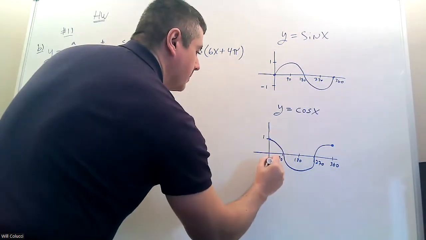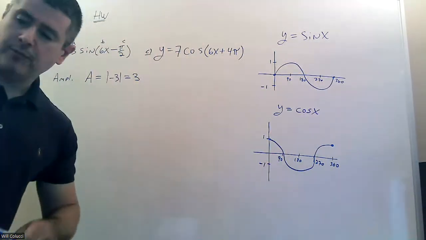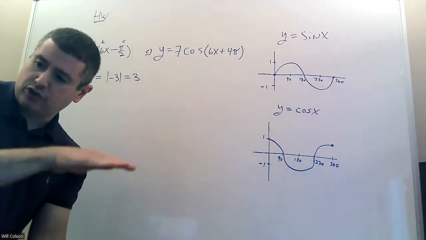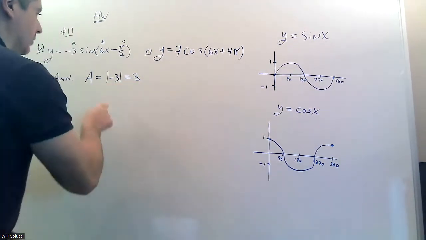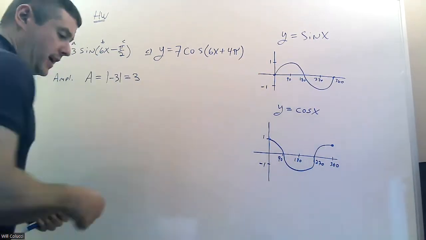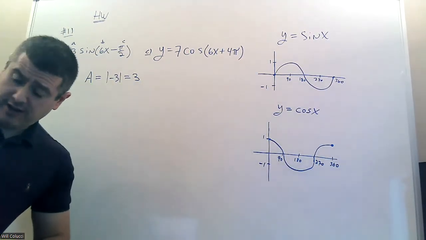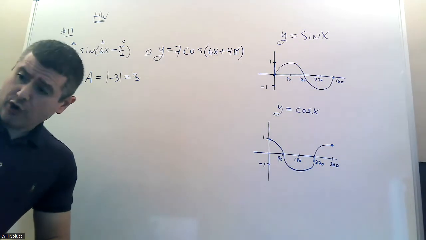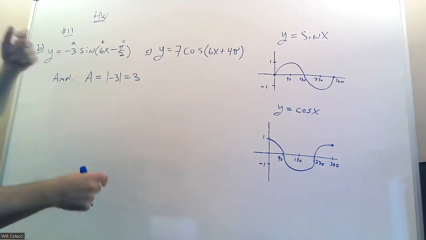They're trapped between 1 and -1. So what the amplitude does is it just stretches that. So instead of this being a 1, this would be a 3, and this would be a -3. That's all it does. It only stretches vertically, up and down on the y-axis.